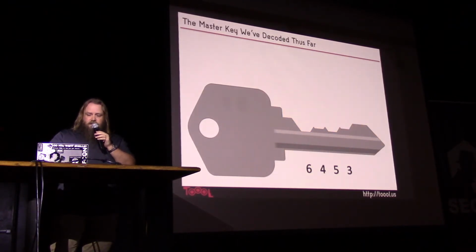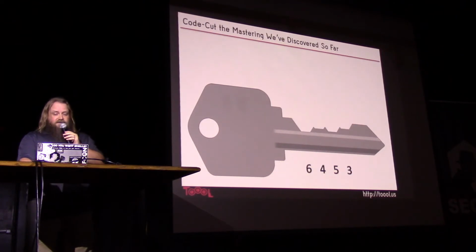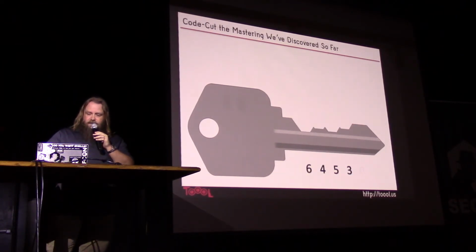So, this is what we've got decoded so far. We have 1 position left, so this should be our last exploratory key. Let's prepare it. What are the first 4 positions? Who's memorizing this? 6, 4, 5, 3. We do have some audience members paying attention.